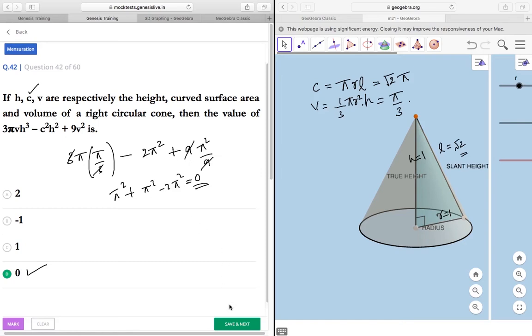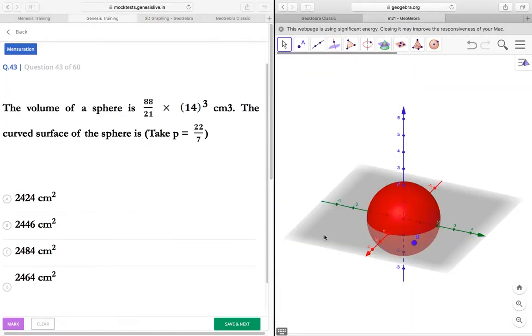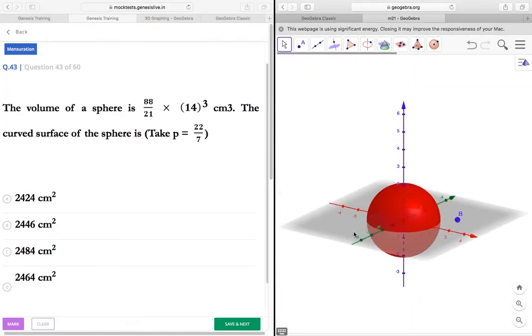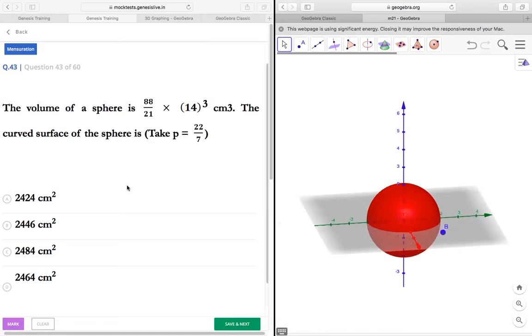Fantastic. Let's move on to the next one now. You have your sphere here, right? You can, I mean, just for fun. All right. So the volume of a sphere is given as 88 by 21 into 14 cube. The curved surface of the sphere is the question. Fine. Now the volume formula is nothing but 4 by 3 pi r cube, which is equal to, they have mentioned 88 by 21 into 14 cube.